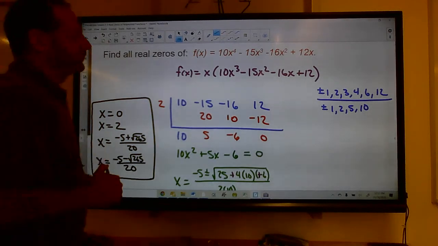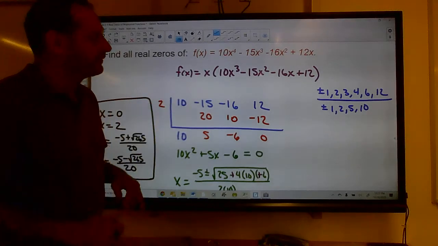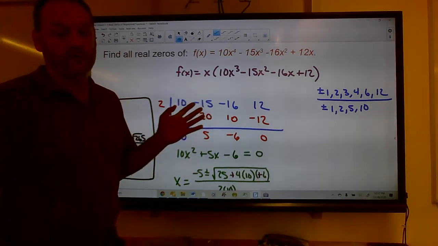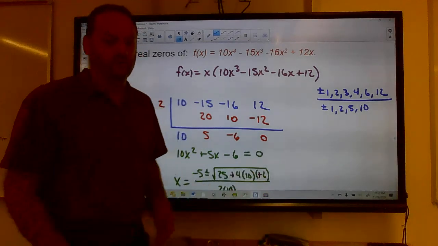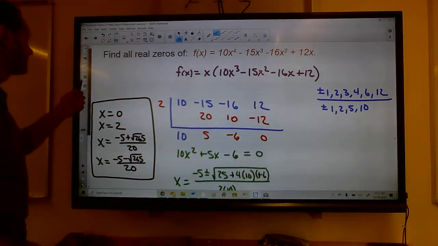So the best way to find the real zeros, when it says to find the real zeros, is to find the rational ones first and get them out, and get it down to a quadratic. Then you can use the quadratic formula to find the irrational ones, or the real ones.